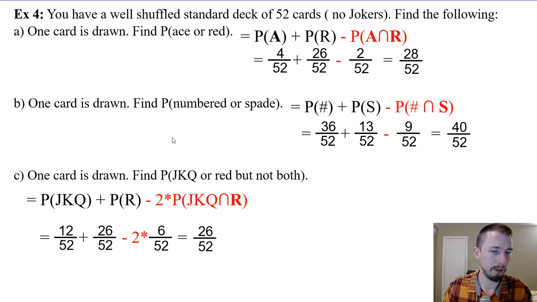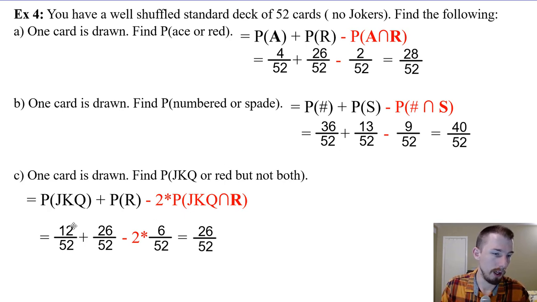One card's drawn, find the probability that it is a jack, king, or queen, or red, but not both. Not both means we're going to subtract it twice, so we're really only interested in the ones that are only a jack, king, or queen, or only red, but not both. So we have to subtract it twice.